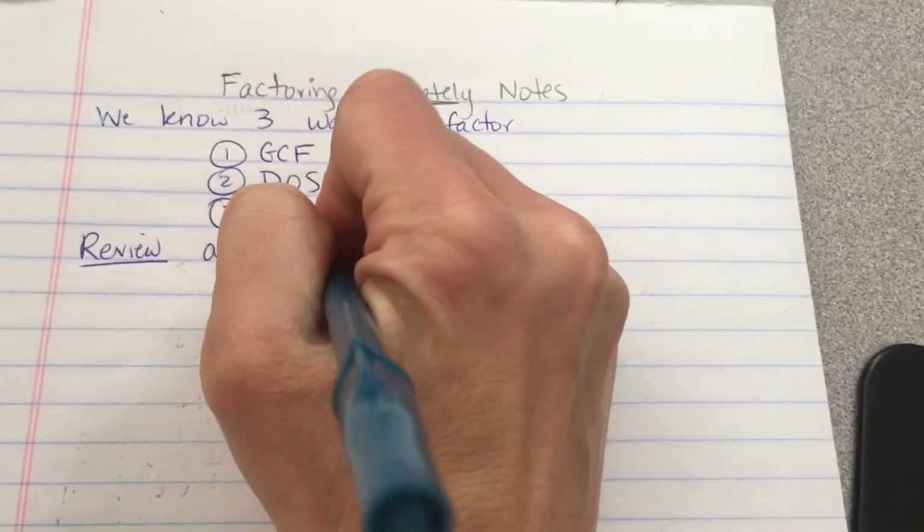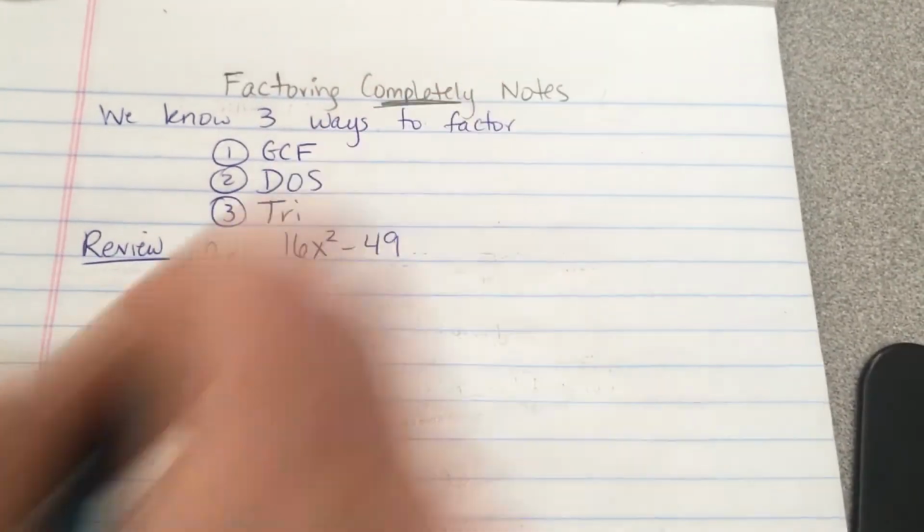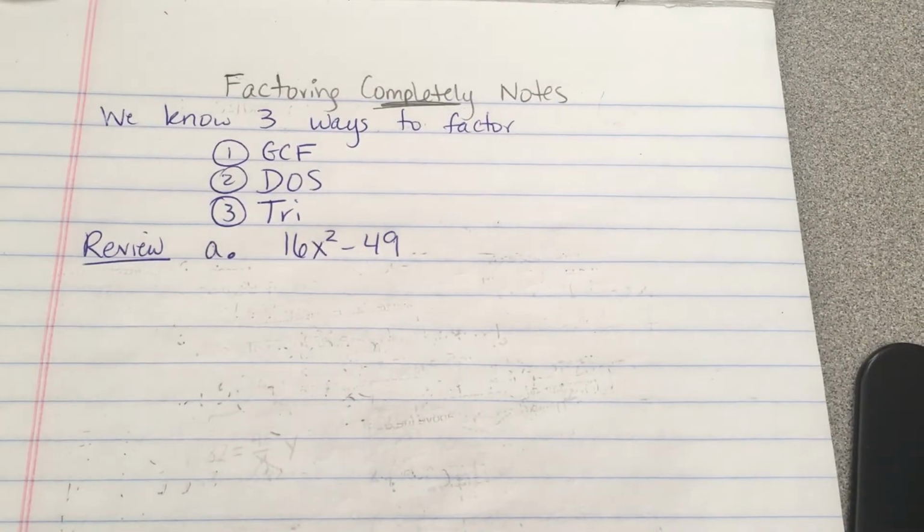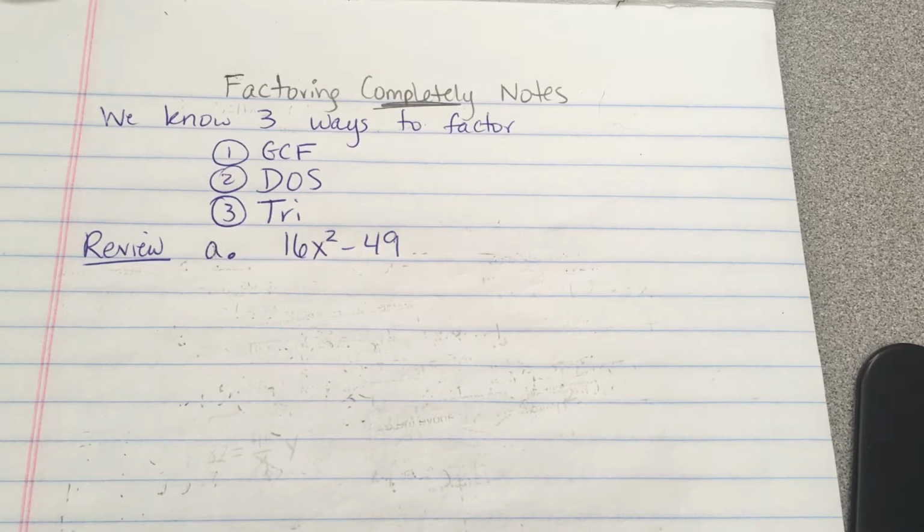So 16x squared minus 49. Okay. Anything go into 16 and 49? 4, 8. Those go into 49. 4 and 7. Does anything go into 16 and 49? 3 goes into 16? But that's on the square root. 7 doesn't go into 16. Nothing. Isn't it DOS?